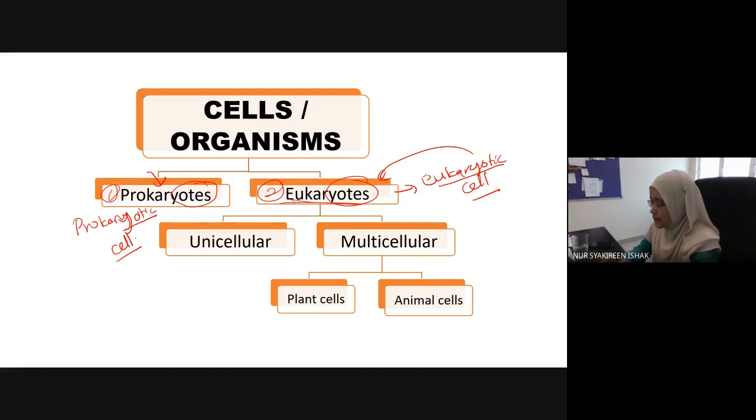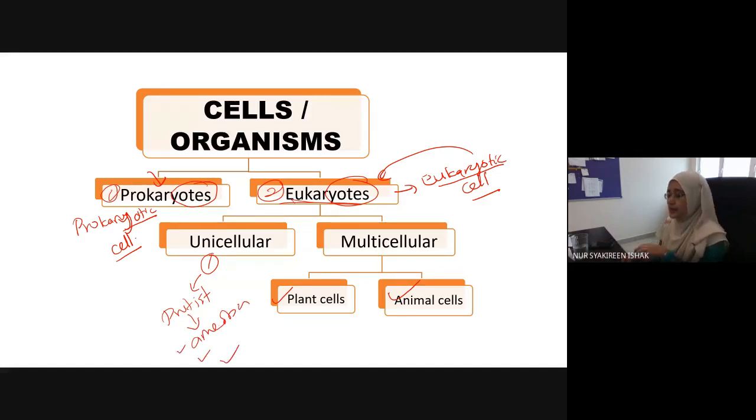Examples of eukaryotes can be unicellular, made up of only one cell, or multicellular, with many cells. Examples of multicellular organisms are animal cells and also plant cells. For unicellular, you have, for example, protists, such as amoeba, euglena or paramecium. Those are examples of unicellular organisms.